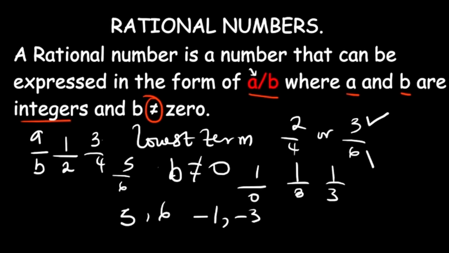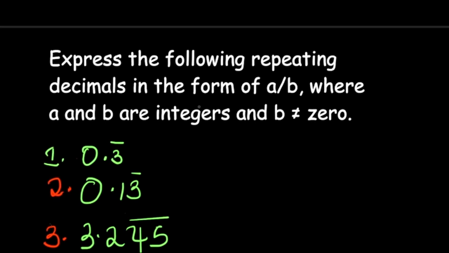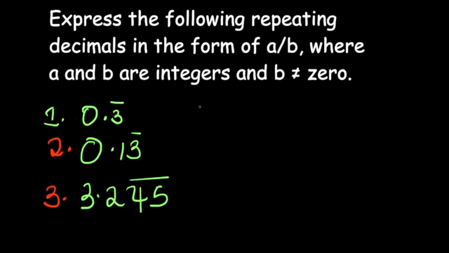Now let's dive into solving problems, and I'm going to show you how to express a number in the form of A over B to prove its rationality. Let's get right into it. Here are some questions that we're going to solve to understand better this very concept. It says, express the following repeating decimals in the form of A over B, where A and B are integers and B is not equal to 0.